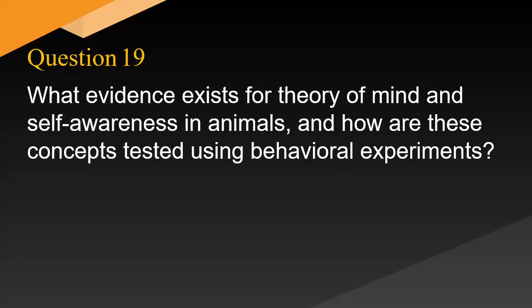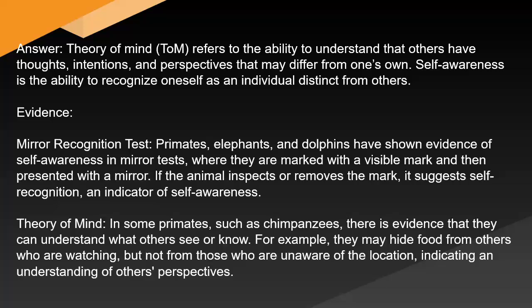What evidence exists for theory of mind and self-awareness in animals, and how are these concepts tested using behavioral experiments? Answer: Theory of mind, ToM, refers to the ability to understand that others have thoughts, intentions, and perspectives that may differ from one's own. Self-awareness is the ability to recognize oneself as an individual distinct from others.